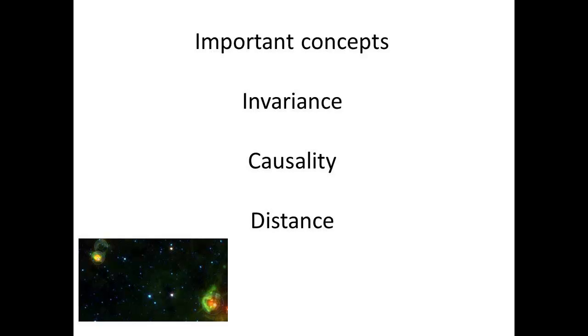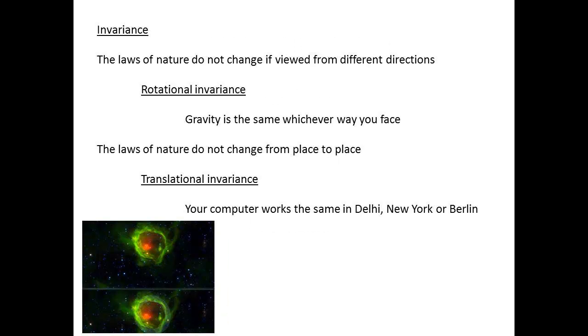What do these mean? Invariance can be understood by stating that the laws of nature will not be changed if they are viewed from different directions, nor will they change from place to place. Gravity is the same force acting upon you whichever way you turn and face. This is known as rotational invariance. I can take my computer to any city and it will still work in the same way. This is what we call translational invariance.